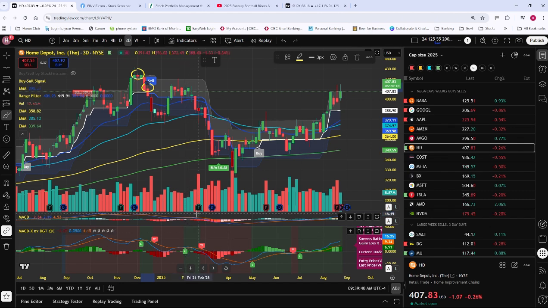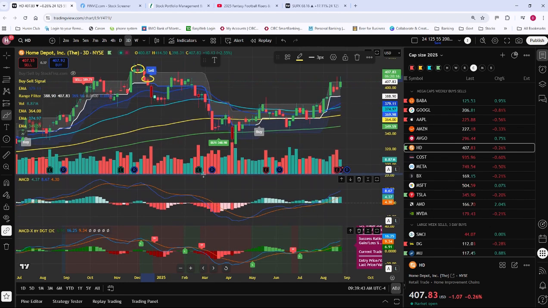I'm sorry, guys. I should have mentioned this a little bit earlier. We want the signal, and we want a confirmation on our buys and our sells. A signal and our confirmation.